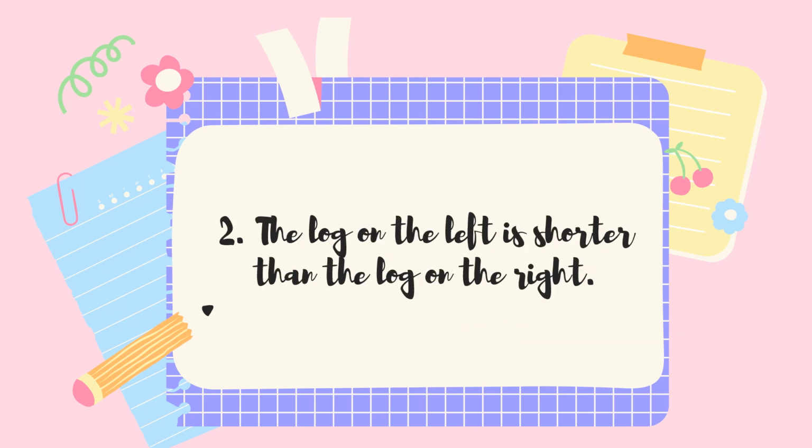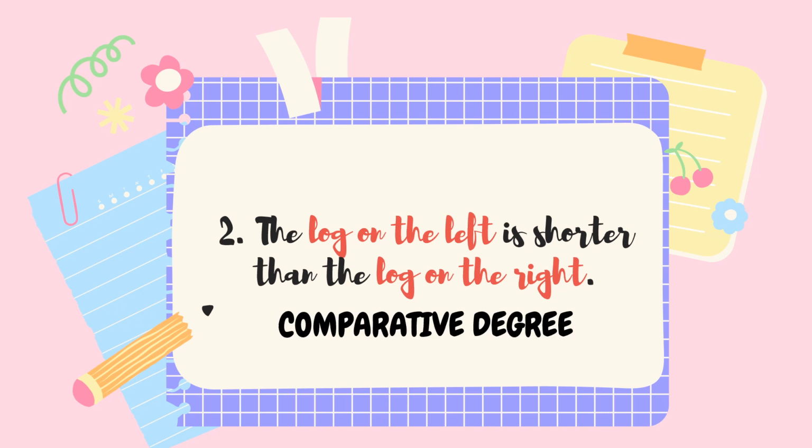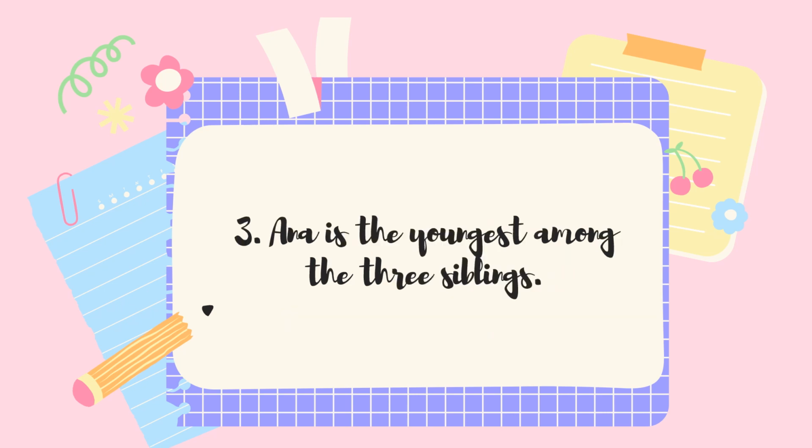Number 2. The leg on the left is shorter than the leg on the right. So there are two things being described, the leg on the left and the leg on the right. So what degree of comparison is it? Correct. It is in the comparative degree. Number 3. Anna is the youngest among the three siblings. Youngest is the adjective being used. What degree of comparison is it?